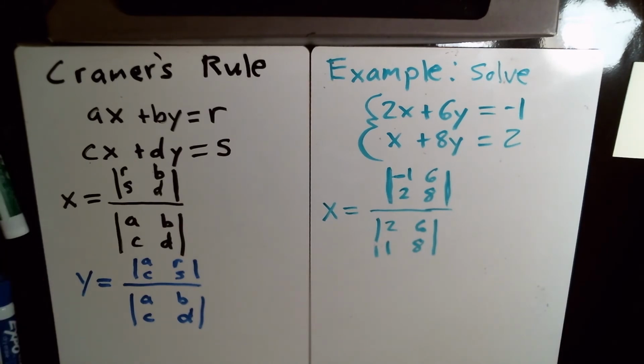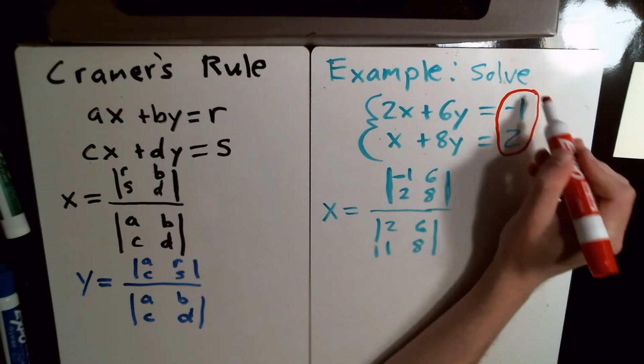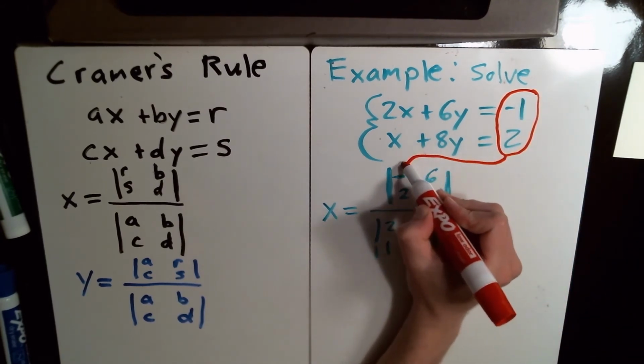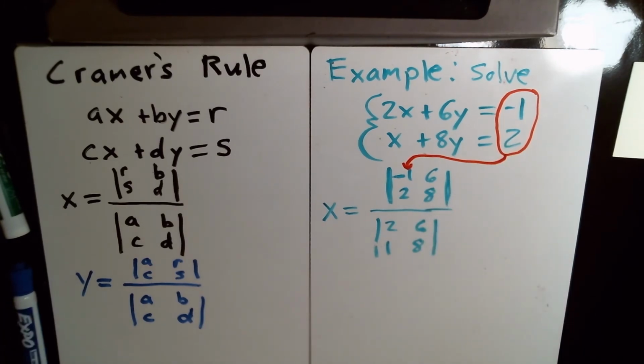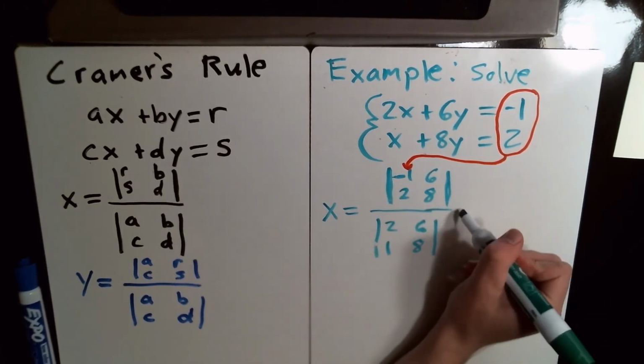Do I have another color I can use? I would like to highlight that a little bit better. There's my handy dandy red. So that first column gets replaced with those two numbers. And so then what we do is we just compute both determinants and divide them.